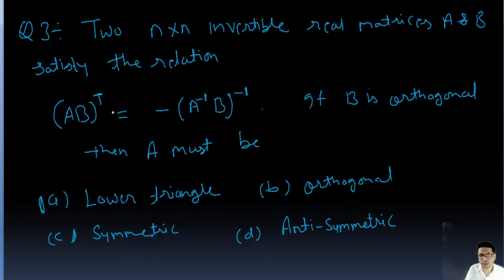Satisfy this relation. We have been given transpose of A B equal to minus A inverse B whole inverse. If B is orthogonal, A must be. So options are given: lower triangle, orthogonal, symmetric, and antisymmetric. B is orthogonal, given. So I'm going to solve it.